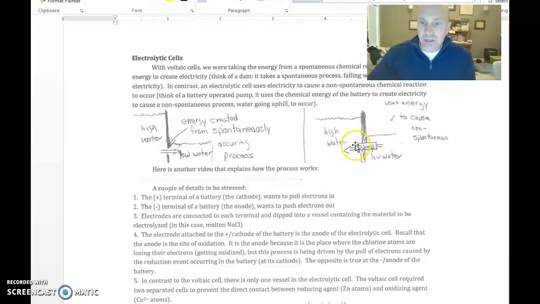But if we installed a pump in that hole, could we use electrical energy to force water to do the opposite, to go from low to high? With a pump, if you put energy into the system, you could cause that to happen. And that's the way electrolytic cells work.